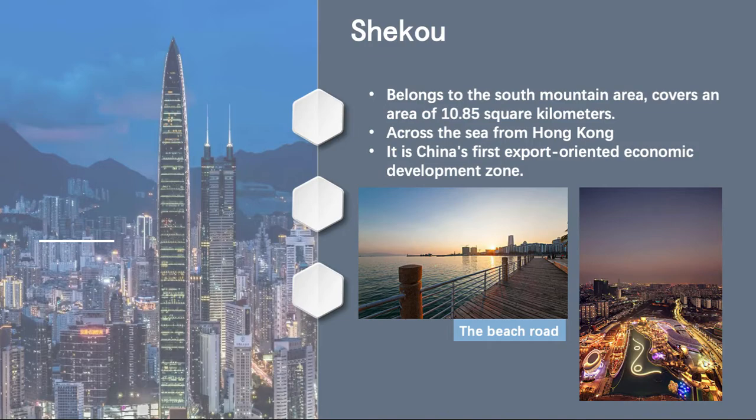In this part, I want to introduce Circle, because I'm leaving Circle, so I want to talk about something from Circle. Circle belongs to the South Mountain area and covers an area of 10.85 square kilometers. It is across the sea from Hong Kong. We can see in this photo a beach road, the sea, and the upside is Hong Kong. Maybe in there we didn't see this photo. It's China's first export-oriented economic development zone. This photo is the seaward.